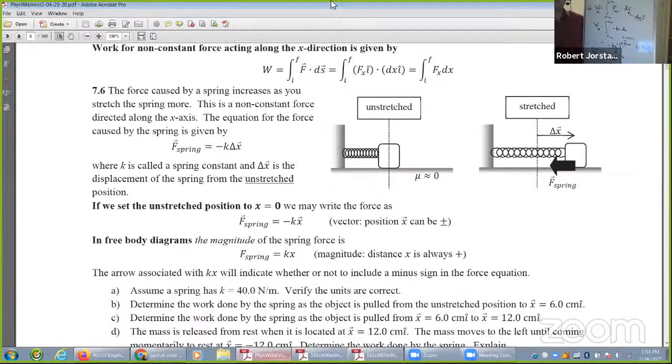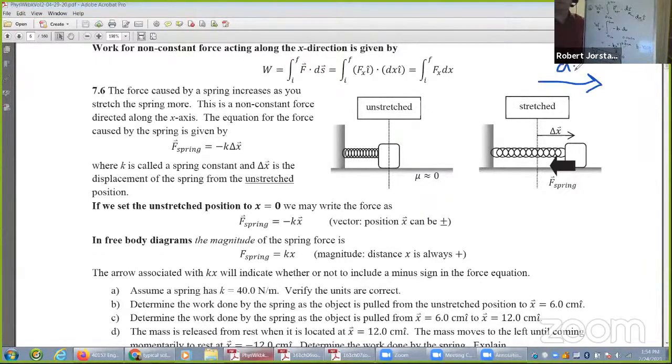When you stretch this thing, displacement was to the right. What direction is the force from the spring as it stretched to the right? This way, right? It is opposing the motion. So it makes sense that it's a negative value for work. So far, so good?